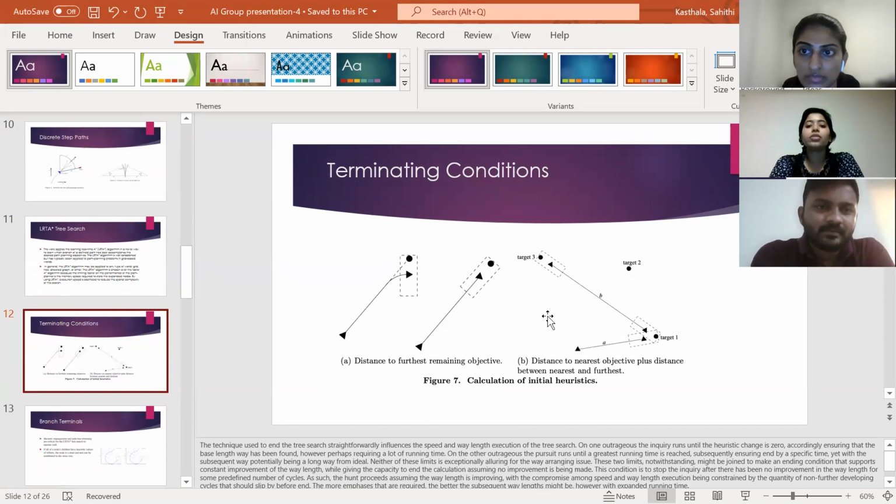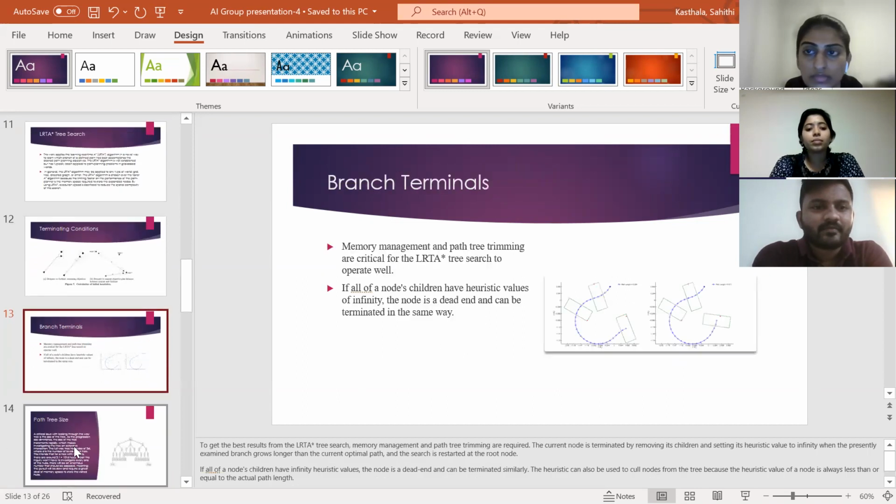From the initial point, target 1 is the initial point and target 3 is the destination. So for the current point, we are eliminating target 1 and taking point 1 to target 3. That's the calculation of the initial heuristics. The next slide is branch terminals.